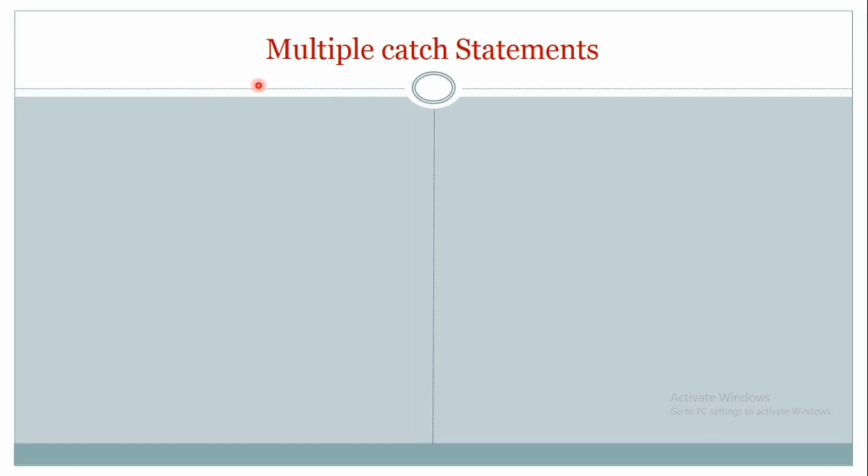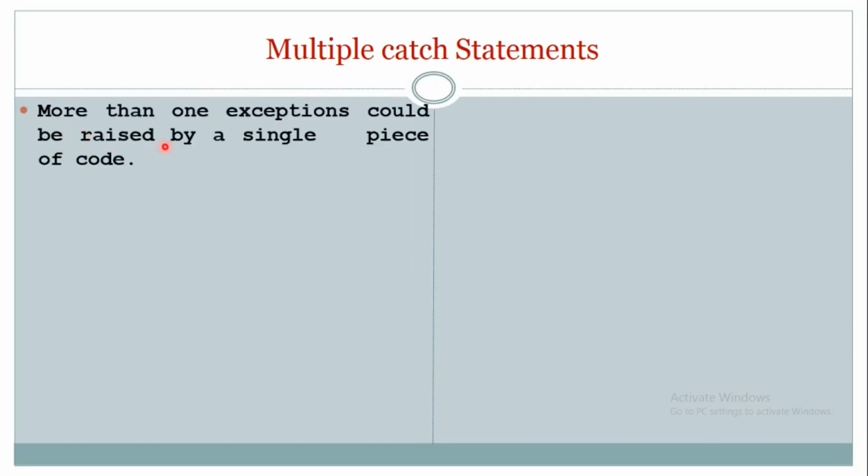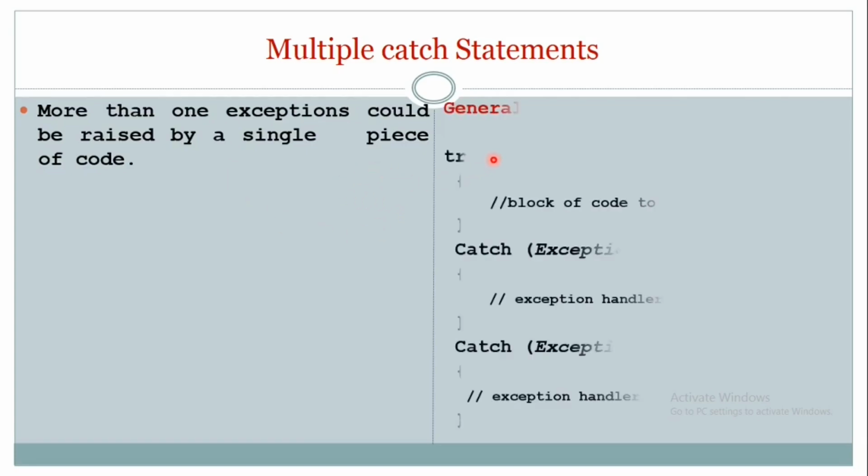Let us explore multiple catch statements. More than one exception could be raised by a single piece of code. In the previous slide we saw a program where the piece of code in a try block threw one exception, that was arithmetic exception. So that has been caught in a catch statement and it has been handled. Now let us look into a general form of multiple catch statements.